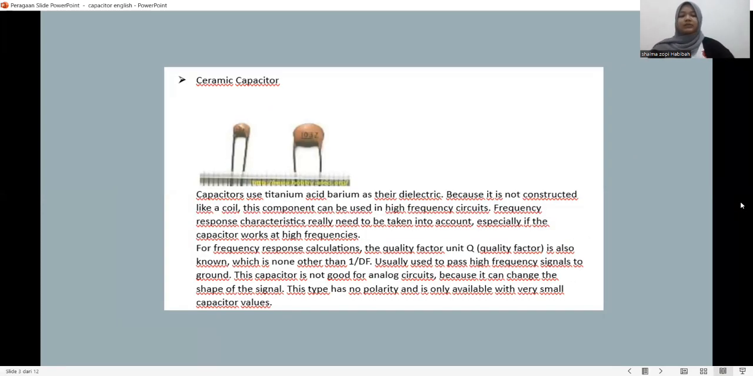Next, ceramic capacitor. Capacitor use titanium acid, barium as their electric because it is not constructed like a coil. This component can be used in high-frequency circuit. Frequency response characteristics will need to be taken into account, especially if the capacitor works at high frequencies.